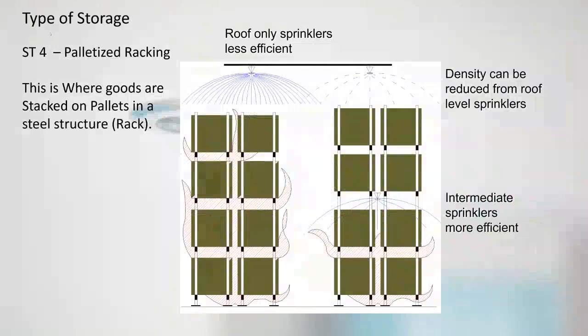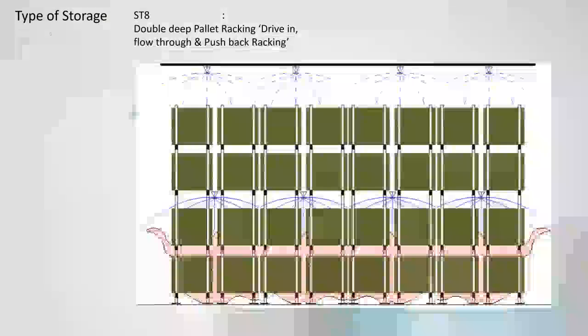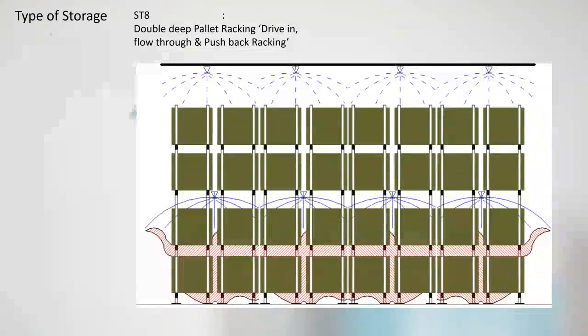If you look to the diagram to the left, you'll see that's without in-rack sprinklers, so the fire can grow quite rapidly through the storage racks, the palletised racking. It's got lots of areas to grow. However, if you put rack protection inside, it contains the fire inside the racks.